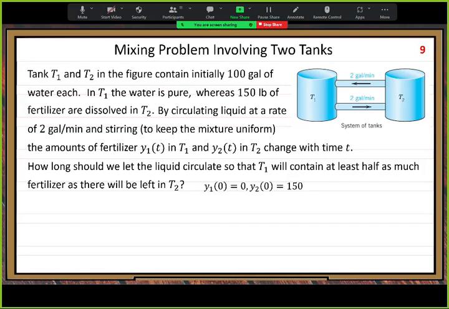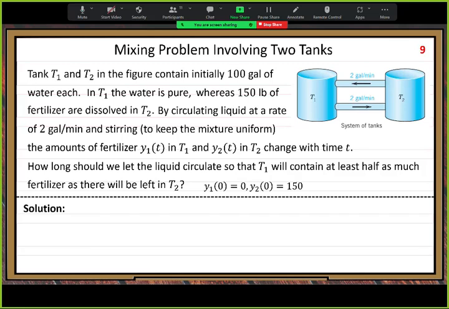Initial condition in the first tank, initially pure water, so the amount of fertilizer is 0. Initially in tank 2, the amount of fertilizer is 150 pounds. All right. So then we can establish equations using, what's that?